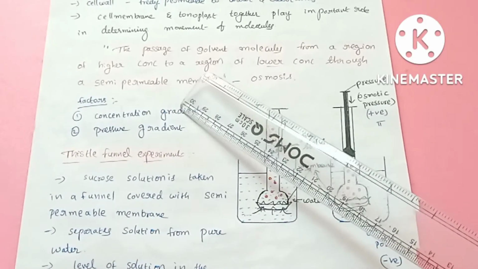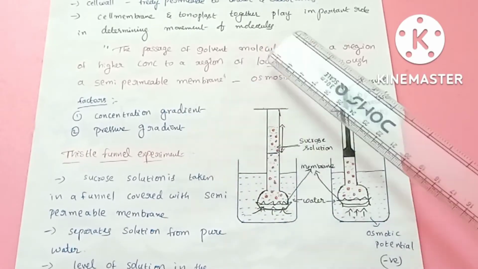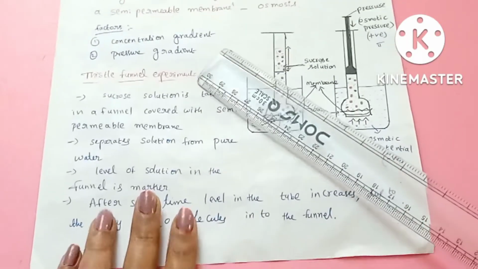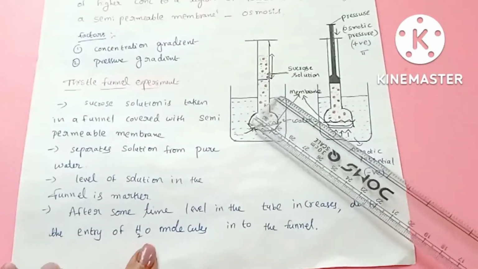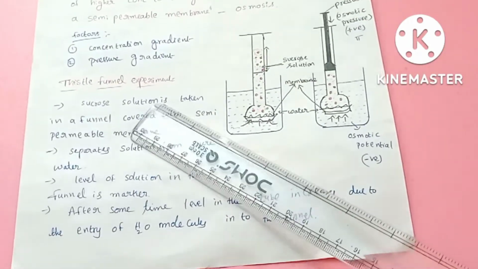One is the concentration gradient and another one is the pressure gradient. For this osmosis we have one experiment. We will study about this. So this is the thistle funnel experiment.